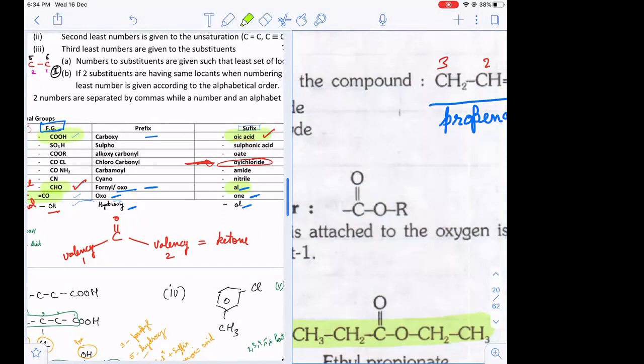Okay, so Utkarsh, please explain how you derived that. Please explain to us all. So the functional group is COO, sir. And there are 2 carbon atoms, so they are ethyl, and there are 3 carbon atoms, so they are prop. Okay, yes, almost correct.